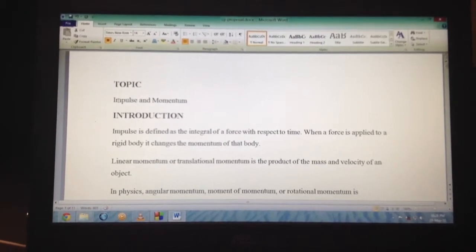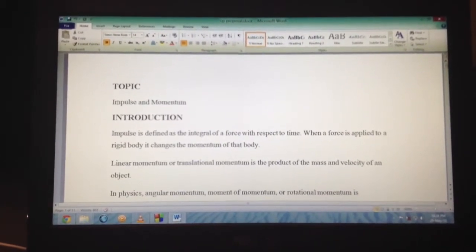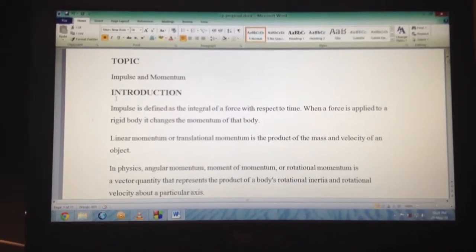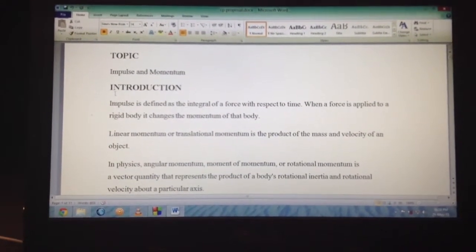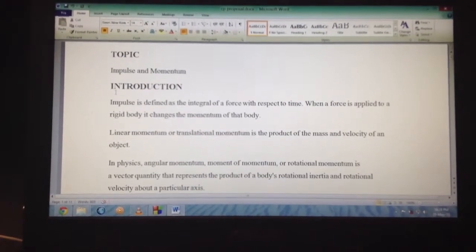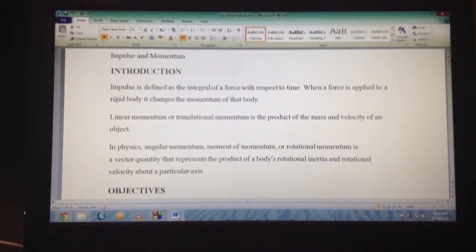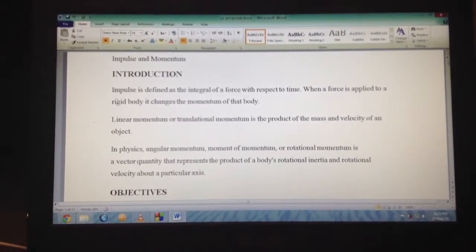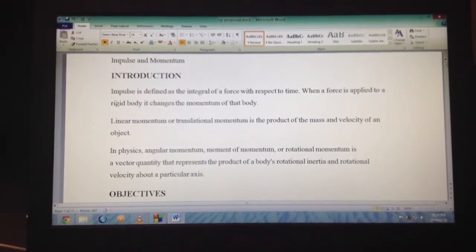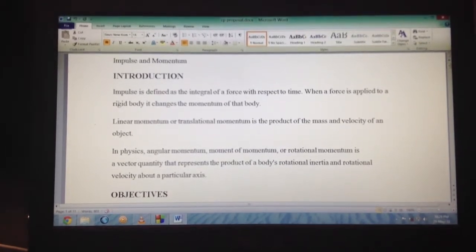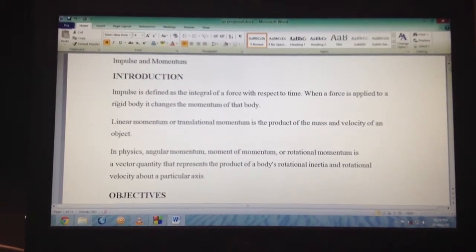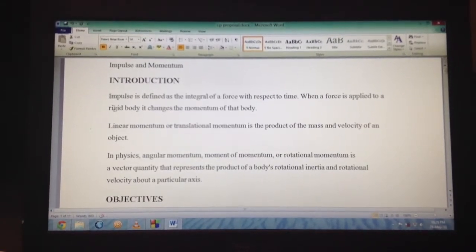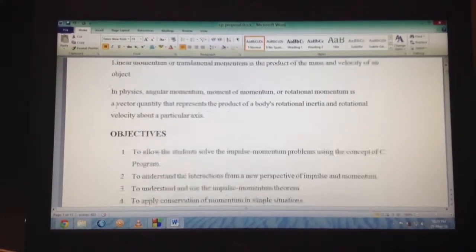When a force is applied to a rigid body, it changes the momentum of that body. Linear momentum, or translational momentum, is the product of the mass and velocity of an object. In physics, angular momentum, moment of momentum, or rotational momentum is a vector quantity that represents the product of a body's rotational inertia and rotational velocity about a particular axis.